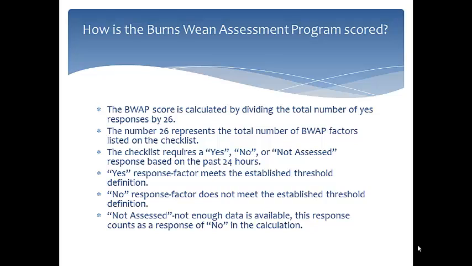How is the Burns Wean Assessment Program scored? The score is calculated by dividing the total number of yes responses by 26. The number 26 represents the total number of factors listed on the checklist. The checklist requires a yes, no, or not assessed response based on the past 24 hours. A yes response indicates that the factor meets the established threshold definition.